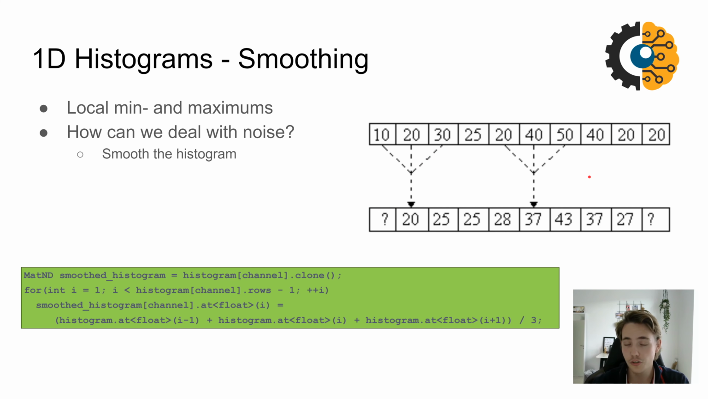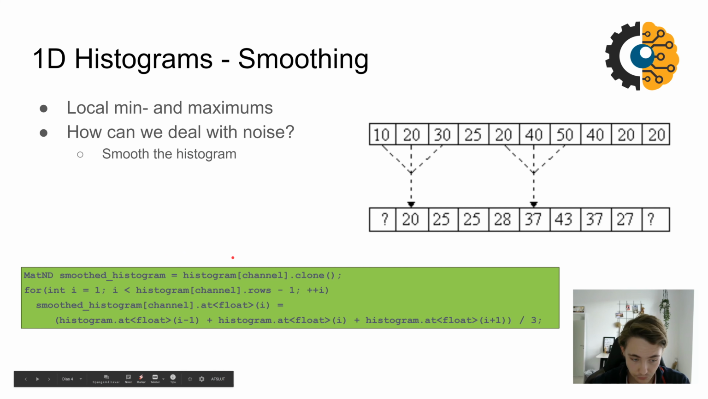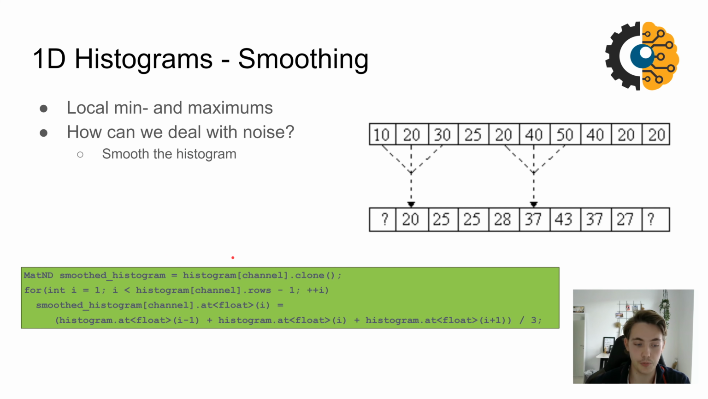You can go check the previous video out if you haven't seen it, about smoothing and what we can use it for, because then we can find the local minimums and maximums and deal with noise when we're smoothing our images and then our histograms as well. Down here there's a function in OpenCV as well, where we can smoothen out the histogram that we have calculated.